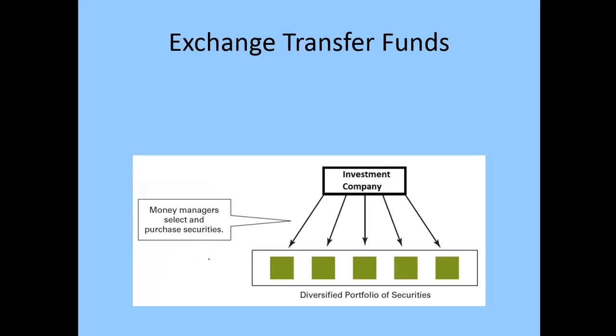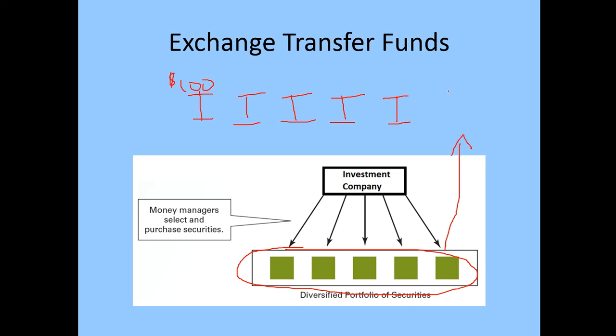ETFs differ a little bit. They still offer investors the ability to buy into a diversified portfolio that they couldn't otherwise afford. However, the way this works is, here's our 5 investors with $100. What the investment company is going to do is create a diversified portfolio of securities, and they are going to decide how many shares of that they want to offer, and they're going to list that on an exchange.